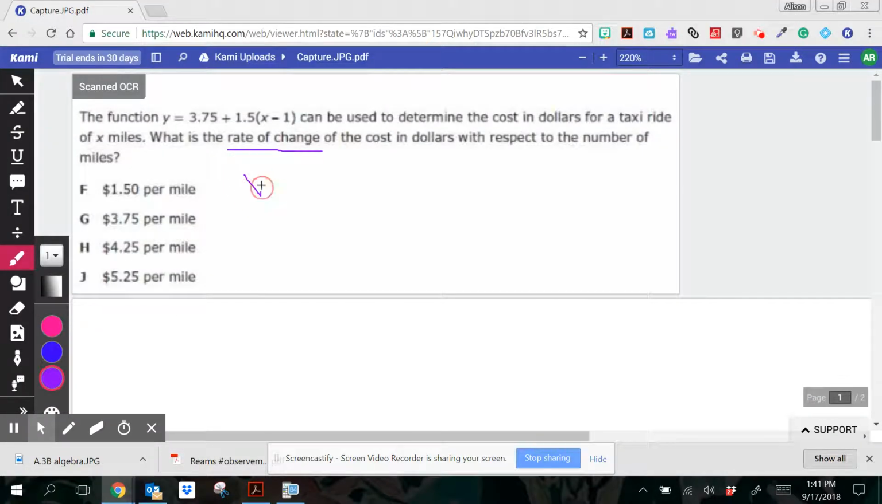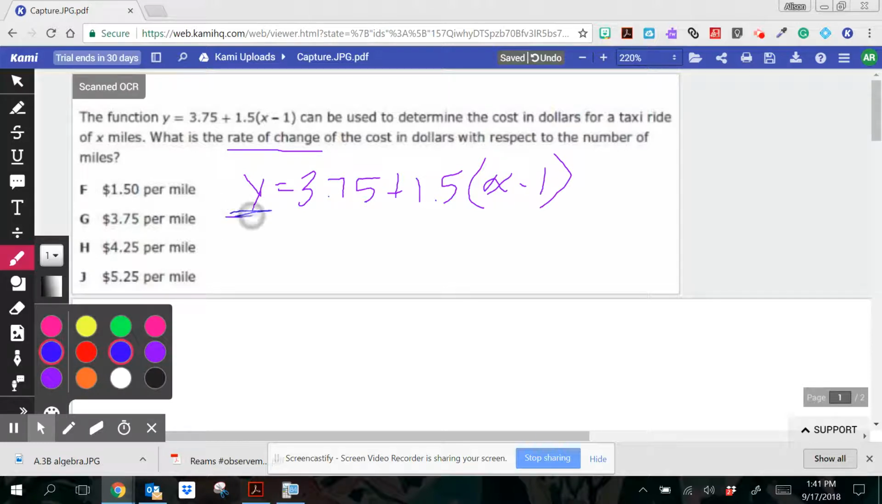This equation here, y equals 3.75 plus 1.5 times x minus 1. This is not explicitly in one of those forms. It kind of looks like slope-intercept form because we have this y equals, but it also kind of looks like point-slope form because we have this 1.5 times my x minus 1. So we could choose to put this equation in one of those forms to help us out.